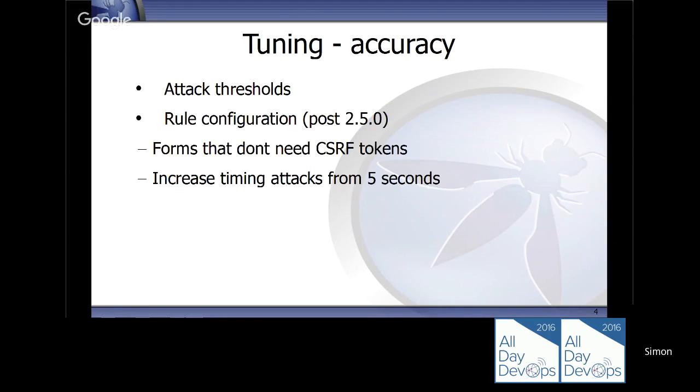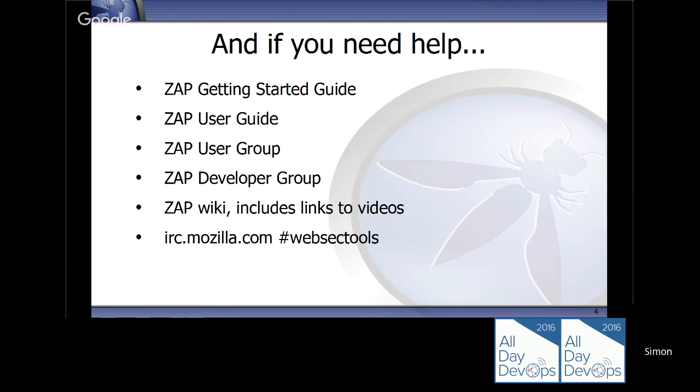And we've got quite a lot of options for accuracy as well. So every attack rule, we can change the threshold. And after 2.5.0, we have options where you can configure individual rules. So you can specify which forms don't need CSRF tokens, and you can change things like the amount of time used for timing attacks. And again, these are all ZAP configuration options, so we can pass them in via the -config option, which means they will work with a baseline scan as well.